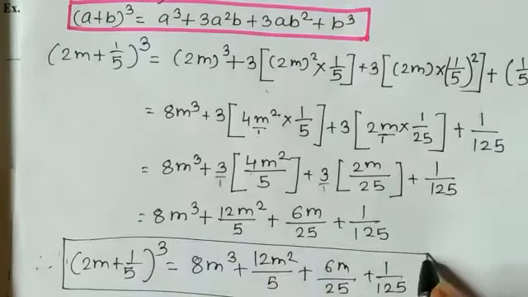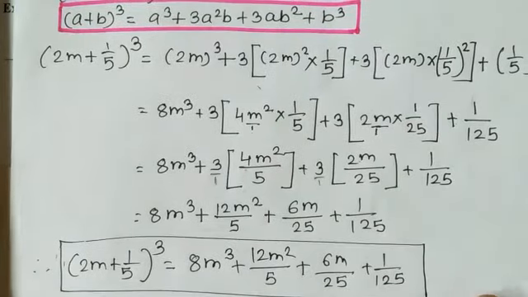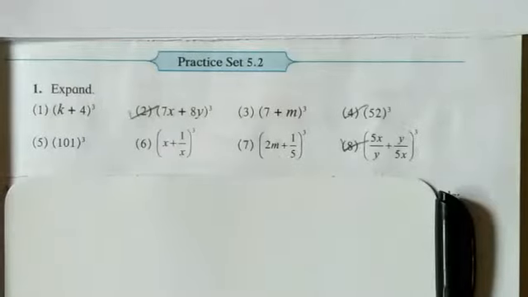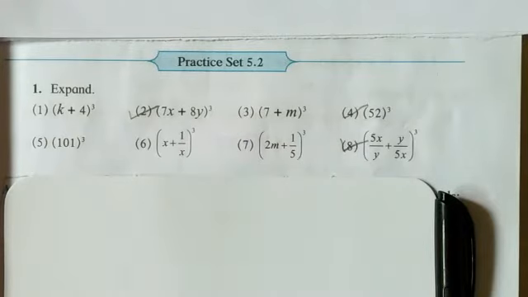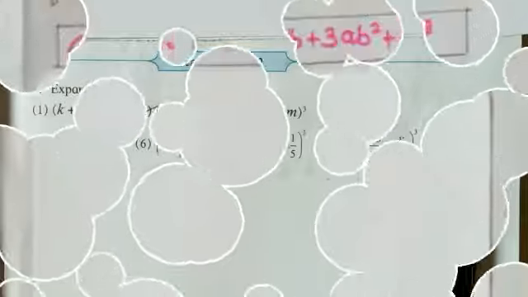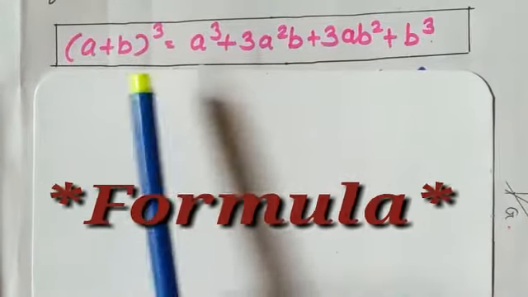This you have to put into the box, which is your final answer. If you want, you can take the screenshot. In this way, our practice set number 5.2 is over. The remaining questions you have to complete on your own in your classwork notebook. Students, just now you became familiar with our previous formula.